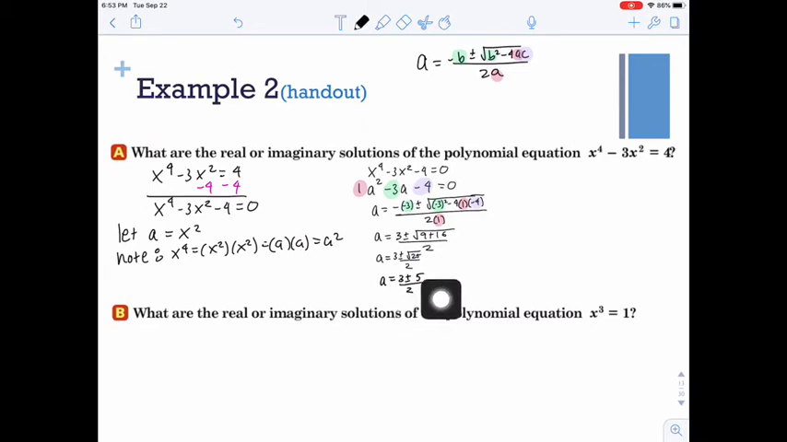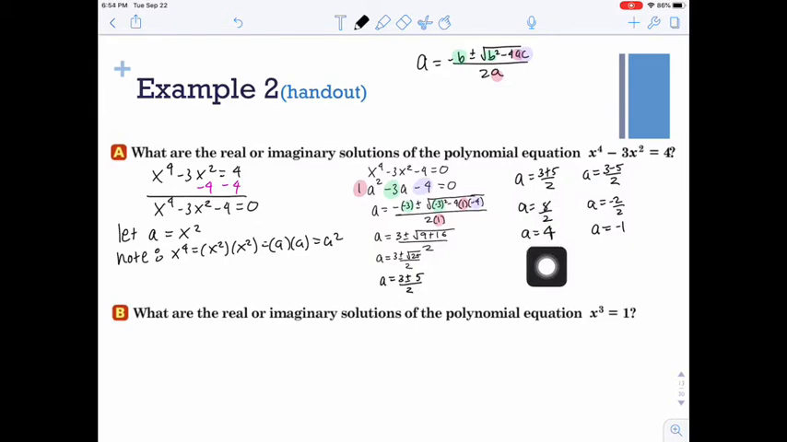This is two separate answers, so let's write them out. We have 3 plus 5 over 2, which is 8 over 2, or 4. And then we have 3 minus 5 over 2, which is negative 2 over 2, or negative 1. Now, these are not our final answers. Remember, we're trying to solve for x.